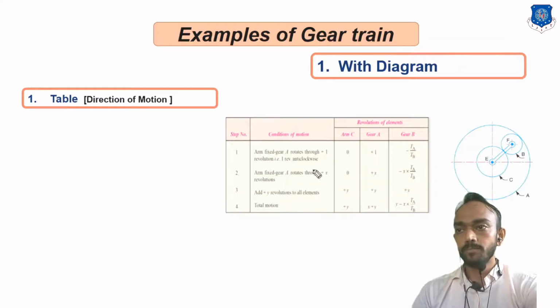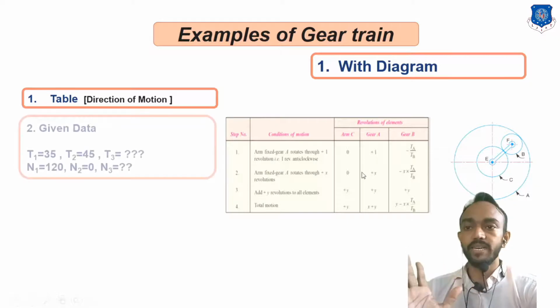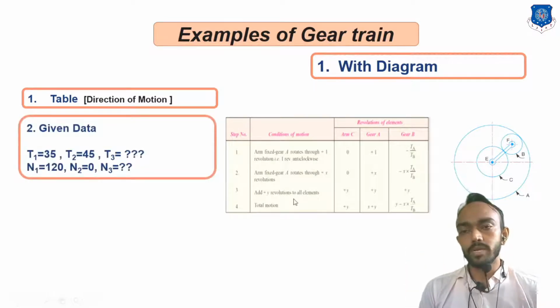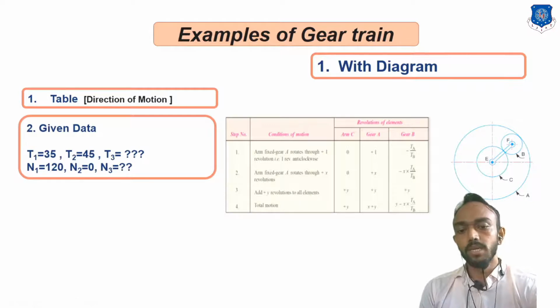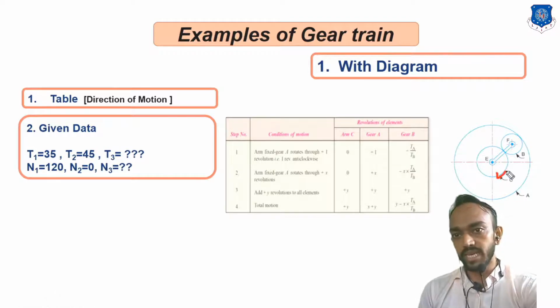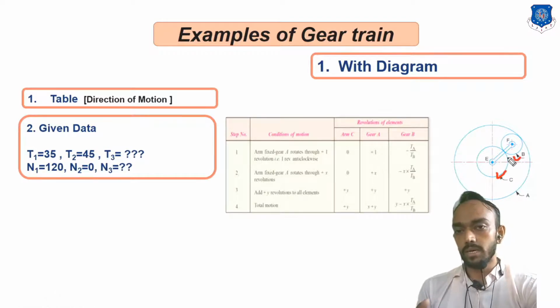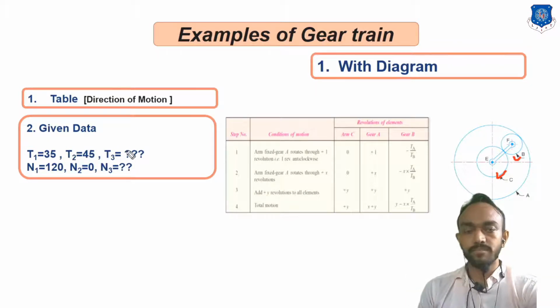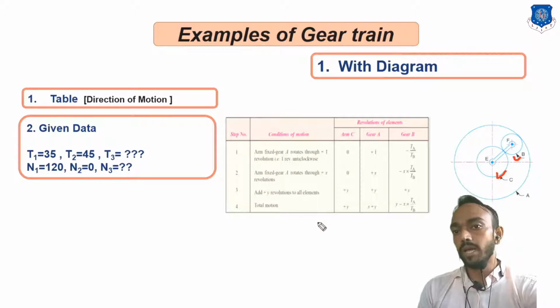After that, when the table is ready, we read the given data and all the numericals from the gear train. I can say that there are always some teeth missing. They give the teeth of C and B, and there will always be unknown teeth. We will find the teeth of any one gear. So how can we find these teeth? We will check this in an example, but I will quickly show you how we can find the teeth.